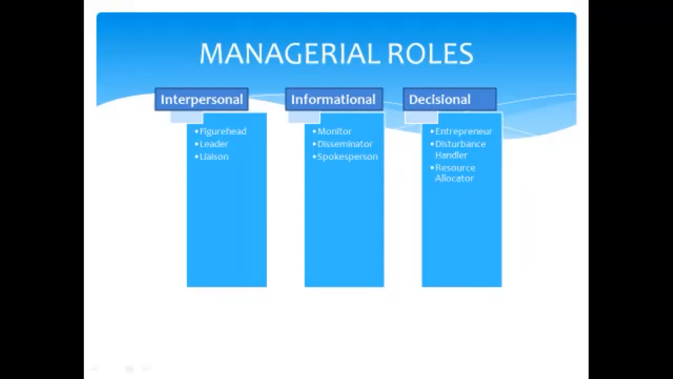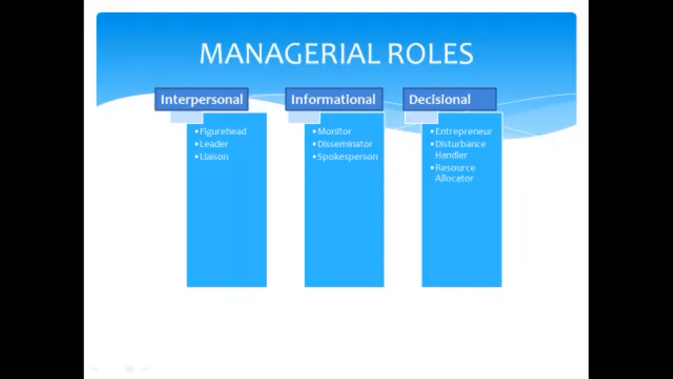Okay, the last one for the interpersonal role is the liaison. So in assuming this role, the manager makes contacts with individuals in and out of the organization to facilitate the accomplishment of work in his department. Examples of such activities are acknowledgement of mail, external board work, and other activities involving outsiders.